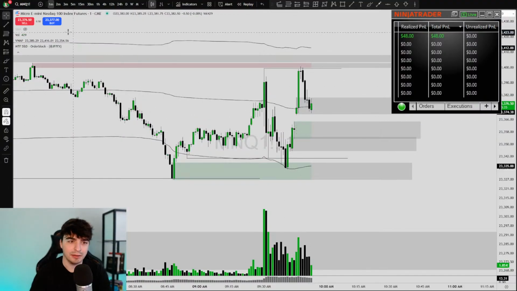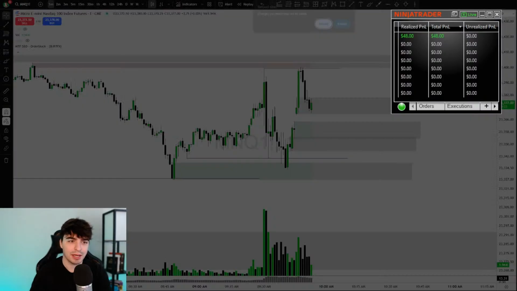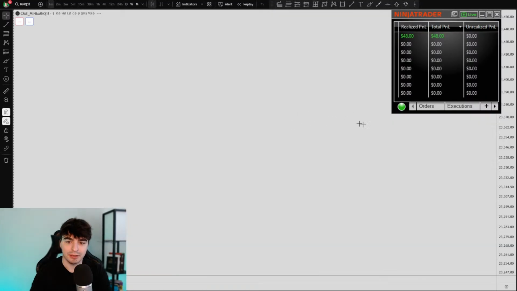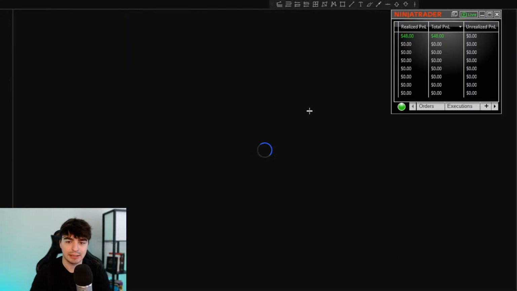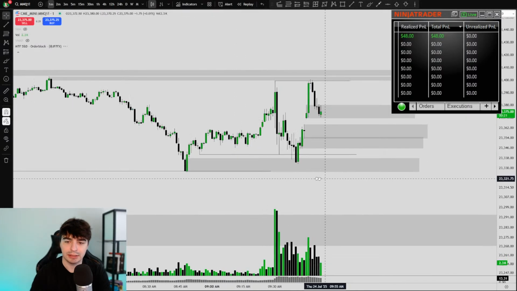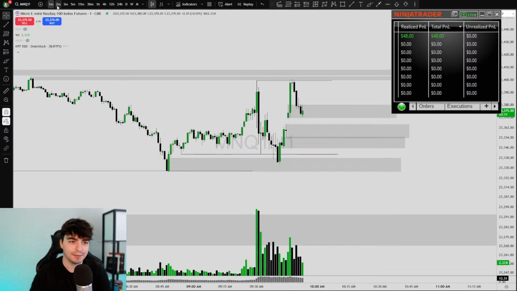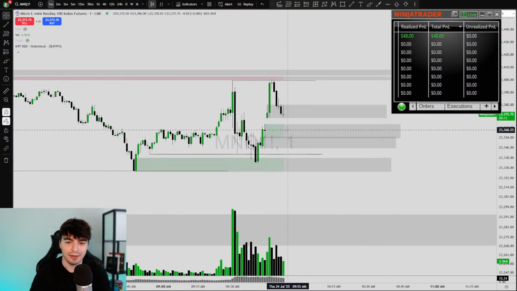Look at the data, dude. What a joke. How is a trading platform this big still unable to get the right data? Accurate data. Look at that. Just a random gap there that I have no idea.